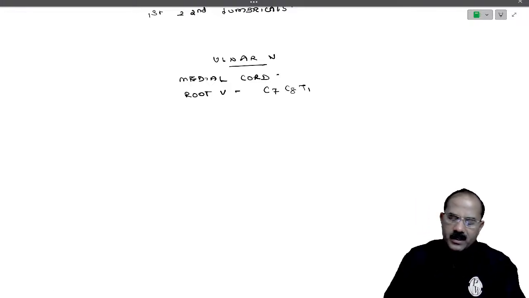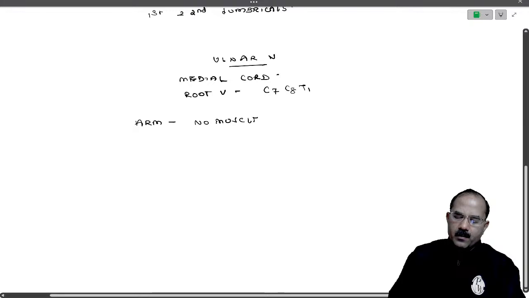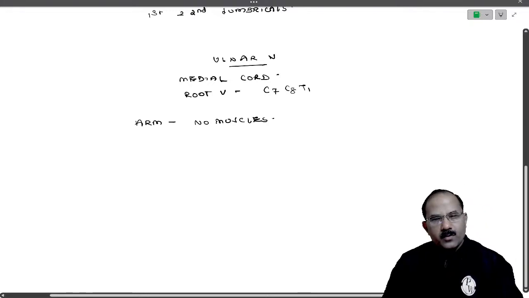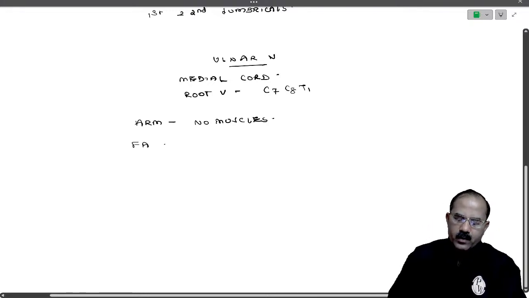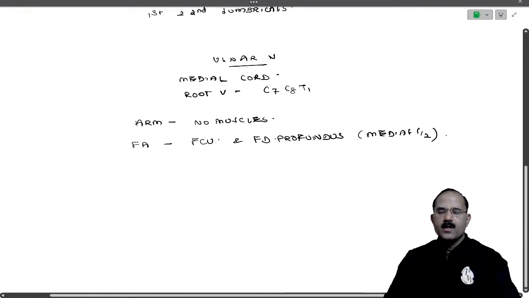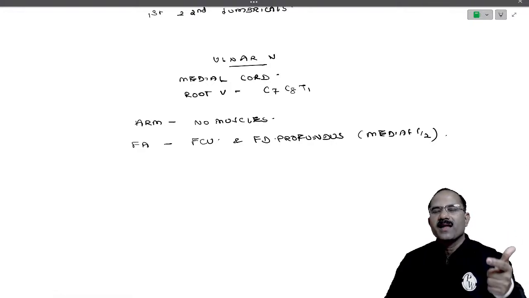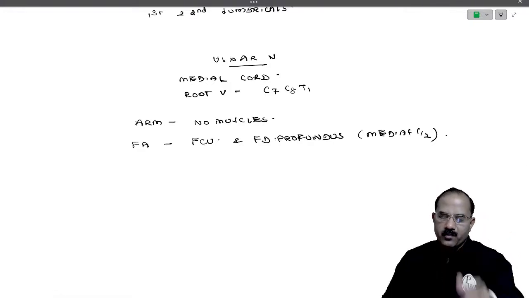So what are the muscles supplied by ulnar nerve in the arm? Any guesses? In the arm, no muscles supplied. In the forearm, what are the muscles supplied by ulnar nerve? One is the flexor carpi ulnaris and the medial half of flexor digitorum profundus. So in the forearm, one is the flexor carpi ulnaris and second is the medial half of profundus.